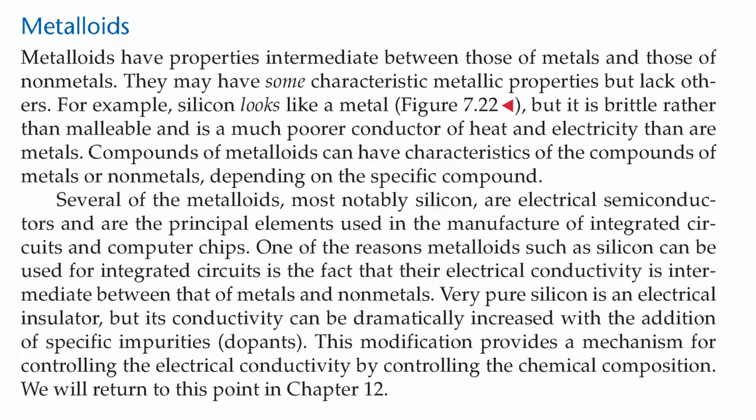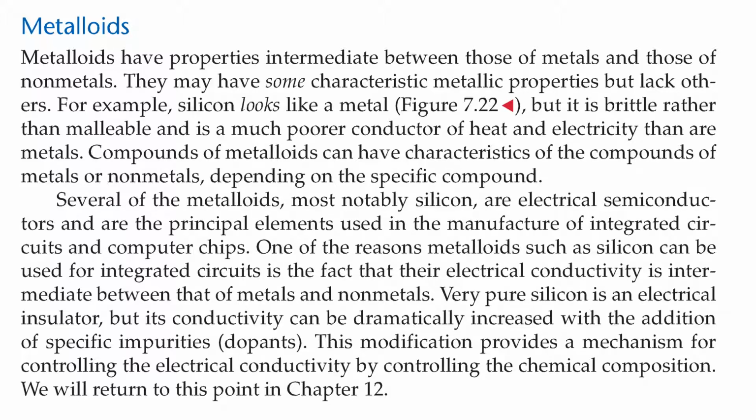Metalloids. Metalloids have properties intermediate to those of metals and those of nonmetals. They may have some characteristic metallic properties but lack others. For example, silicon looks like a metal, but is brittle rather than malleable and is a much poorer conductor of heat and electricity than metals. Compounds of metalloids can have characteristics of the compounds of metals or nonmetals depending on the specific compound.